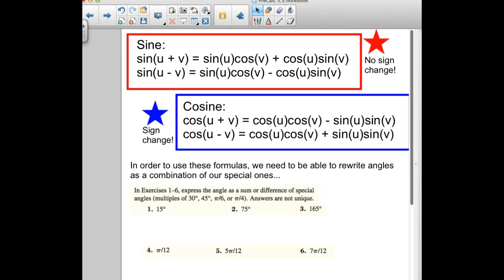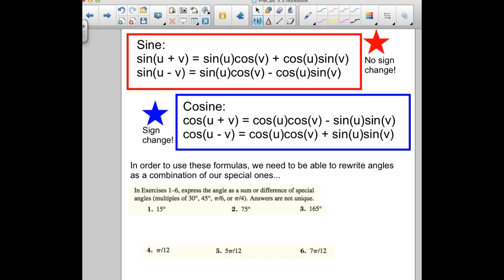We do have some identities for sums and differences. For sine, the formula is: the sine of a sum, the sine of u plus v, is equal to the sine of u times the cosine of v plus the cosine of u times the sine of v. And you'll notice that it's very, very similar when we do the sine of a difference. We have sine u cosine v minus cosine u sine v.